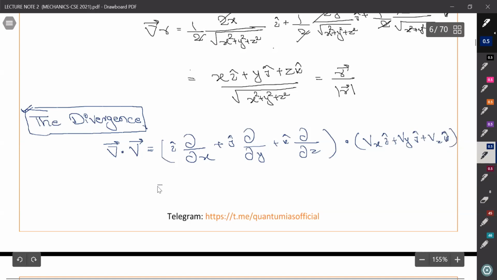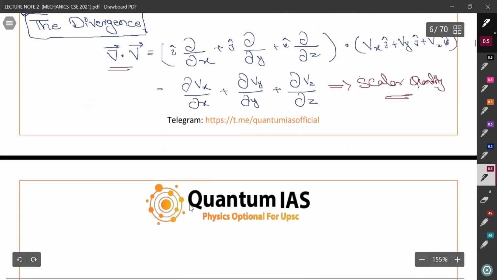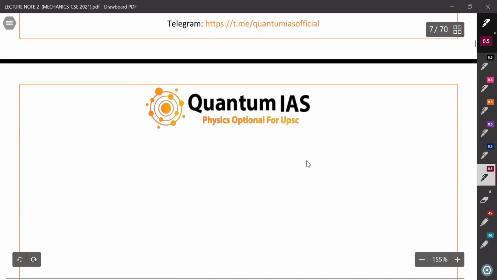So what we will get after this dot product is del vx upon del x plus del vy upon del y plus del vz upon del z. If you look carefully, you will find that this becomes a scalar quantity. Just like the dot product, the divergence is also a scalar quantity, and it is defined for a vector. So what does it geometrically mean?